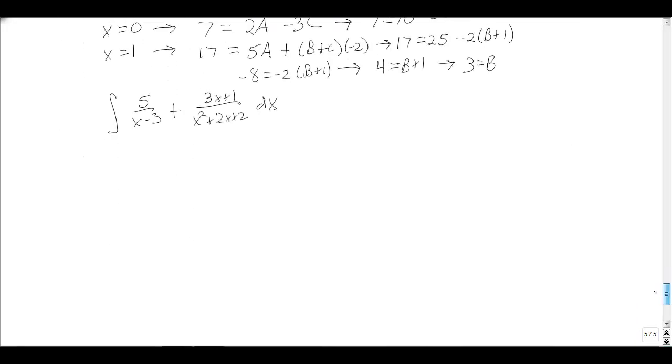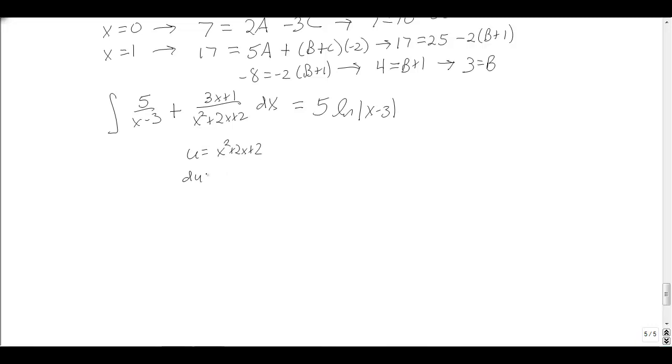Okay, so we get here. First integral, I can do that with a u equals x minus 3, and it's like a natural log of x minus 3. So when we do this, we get a 5 that carries along, 5 times natural log, really absolute value, x minus 3. This second part is trickier. So what I'd really like to do is to let u be x squared plus 2x plus 2. So let's try that.